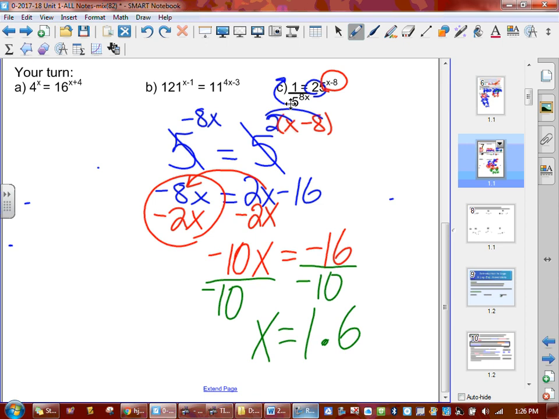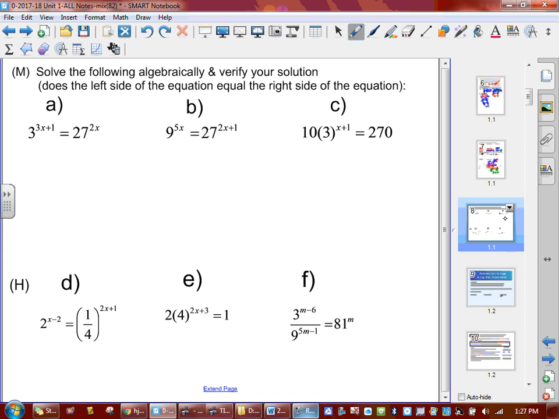All right, let's tackle these last 6, the medium and the hard. We're going to go through all 6 of them together. I know some of you are starting on these ones, good for you, and some of you are doing very well. Let's check and see our work. So, who has to switch on that first equation?